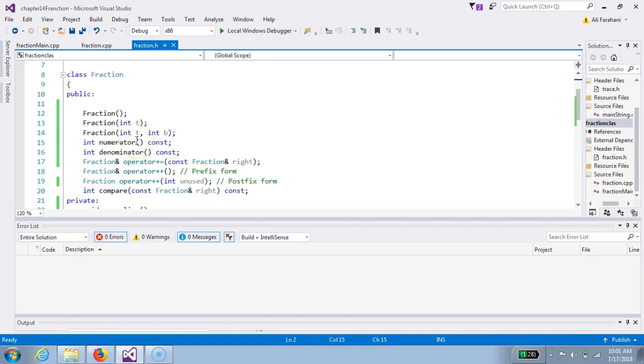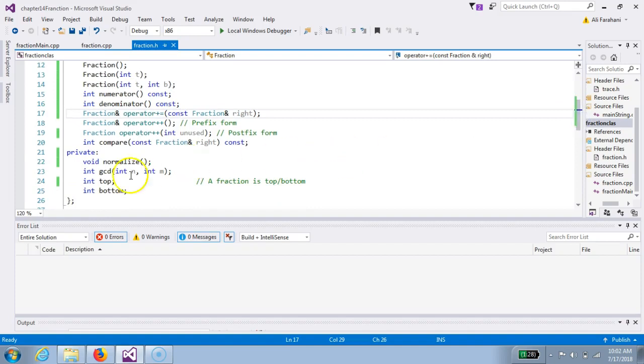You have the function numerator, which basically returns the value of the numerator, which is the top. Denominator returns the value of the bottom. You have lines 17, 18, and 19. You have the overloading of some operators, in particular the augmented plus operator and the increment operator, prefix and postfix. And then you have the compare function, which I'm going to go over shortly.